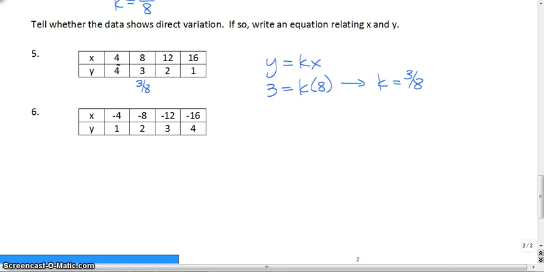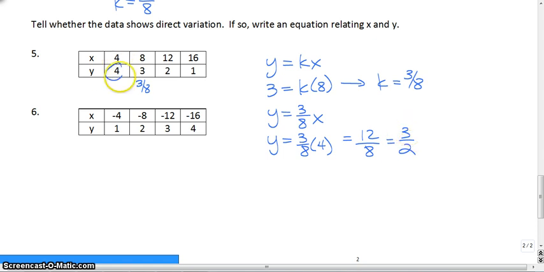What happens if we did x and y is 4? So we can just test it with 3/8. We can say y is equal to 3/8 x. Substitute in your 4 for x. y is equal to 3/8 times 4. And that's going to end up giving us 12/8, which we know is 3/2. And y is not 3/2 when x is 4. So the answer to this is no.